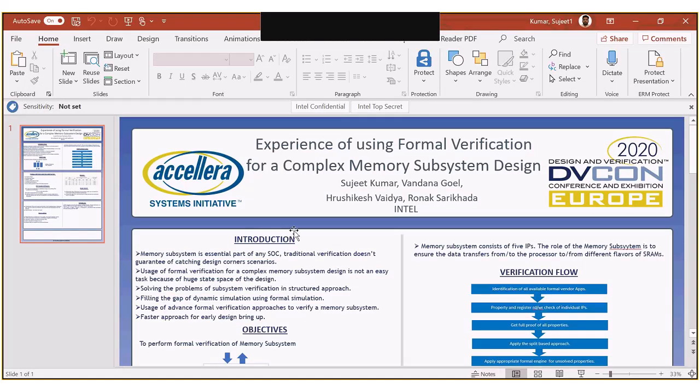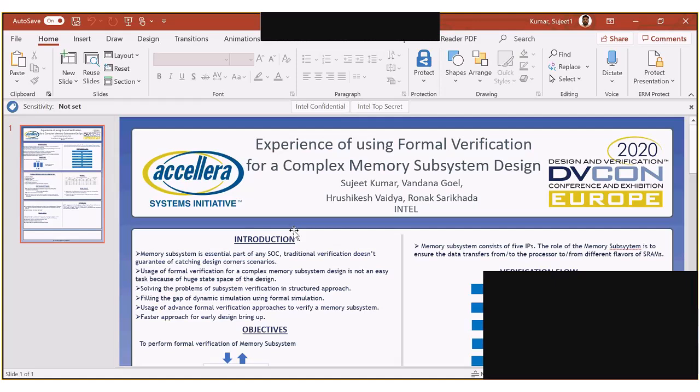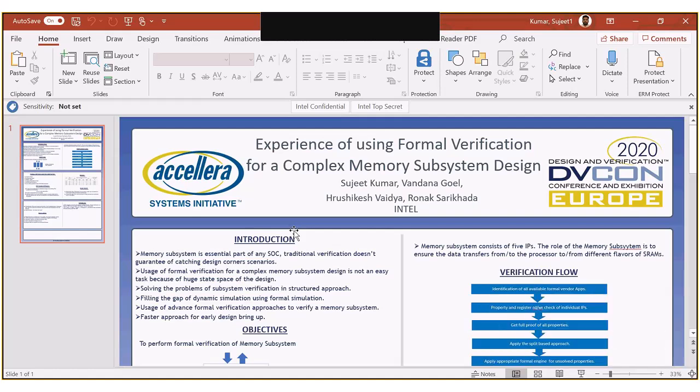Hi, in this poster we talk about experience of using formal verification for a complex memory subsystem design. So here is the introduction. As we all know, memory subsystem is a very essential part of any SoC. And traditional verification does not guarantee catching design corner scenarios.